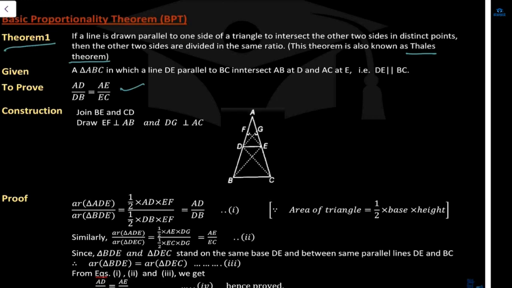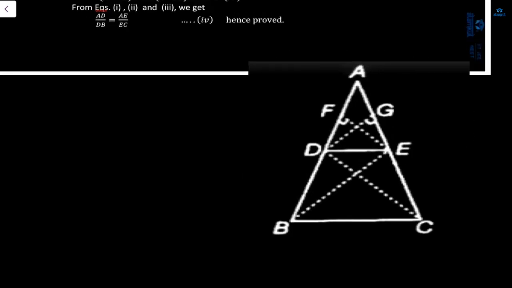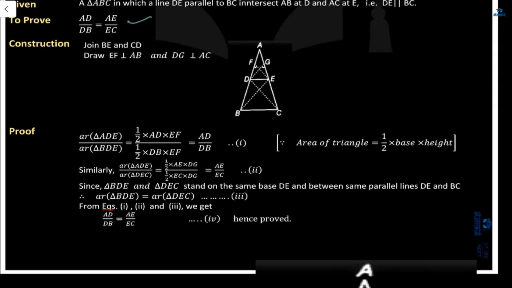Okay, so if you see this figure, now you are having a triangle ABC. DE is parallel to BC. We are doing some extra construction, that is, we are joining BE and DC. Draw EF perpendicular to AB and DG perpendicular to AC. I mentioned it in the construction.